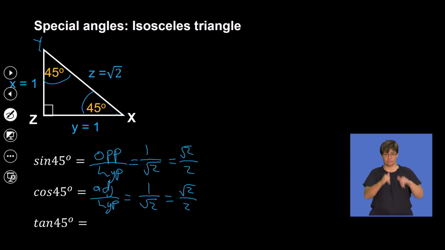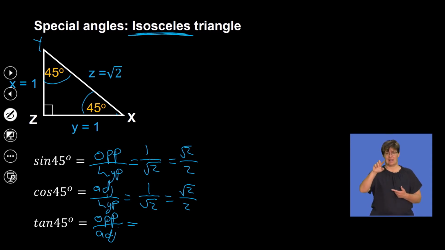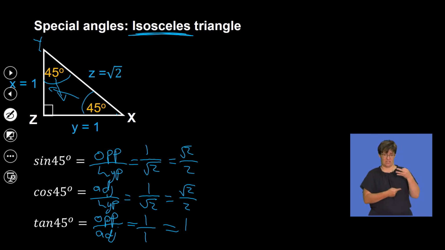Then the last one is tan. With tan 45, remember that the definition for tan is opposite over adjacent. It doesn't matter which 45 I'm going to use, because remember this is an isosceles triangle. So the opposite of this 45 is 1. The opposite of this 45 is 1. So that's just 1 over the adjacent of either of the 45s, which is also 1. And then in simple form, that can be written as just 1. And those will then be the first 3 definitions I can give you of 45 degrees.